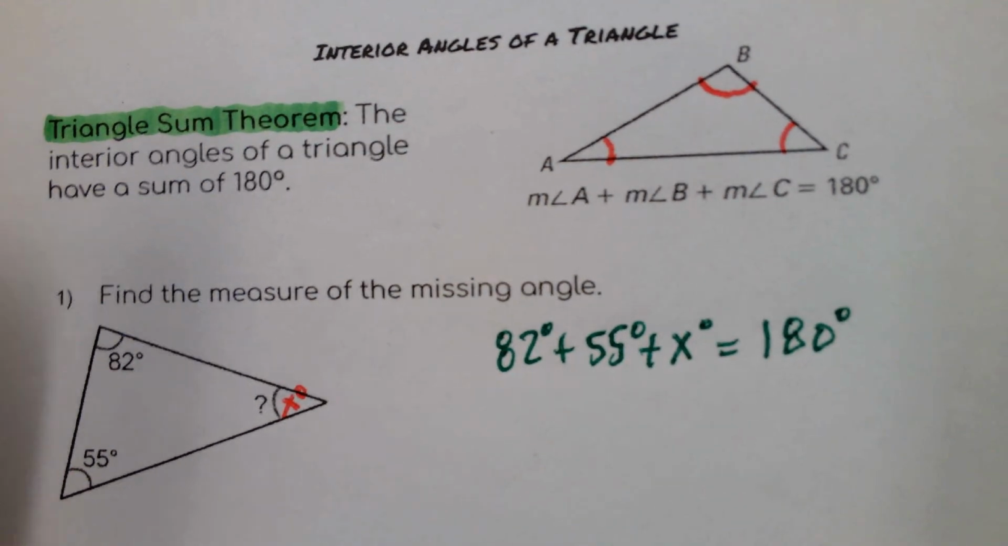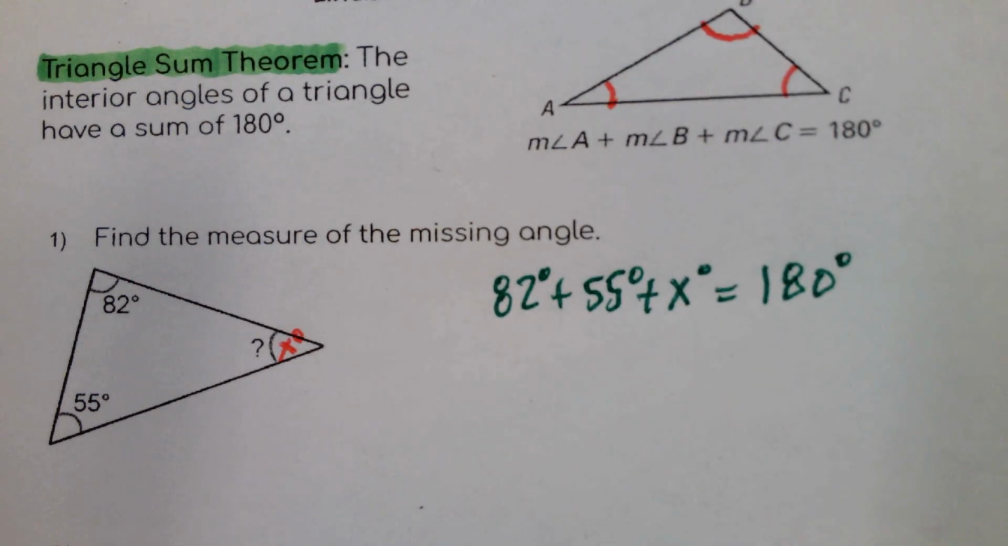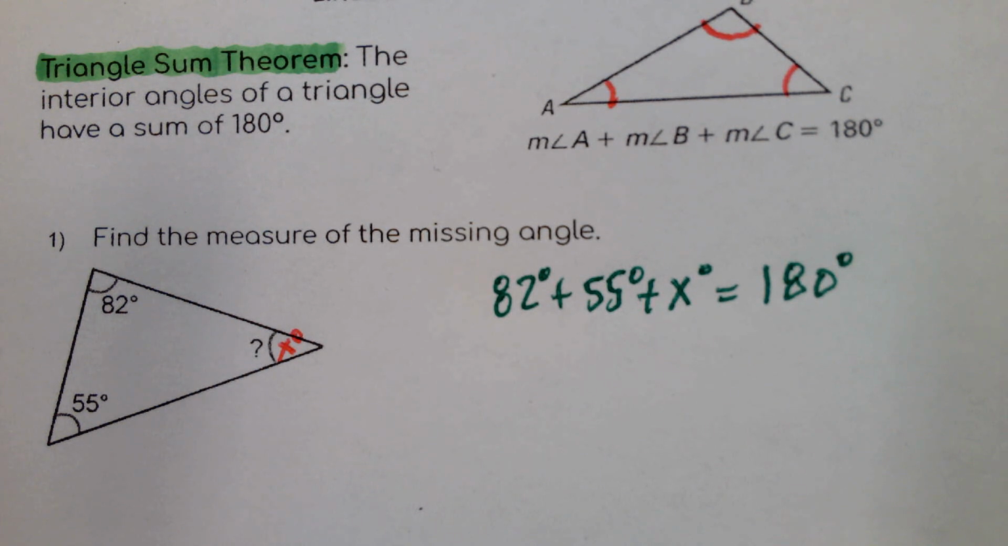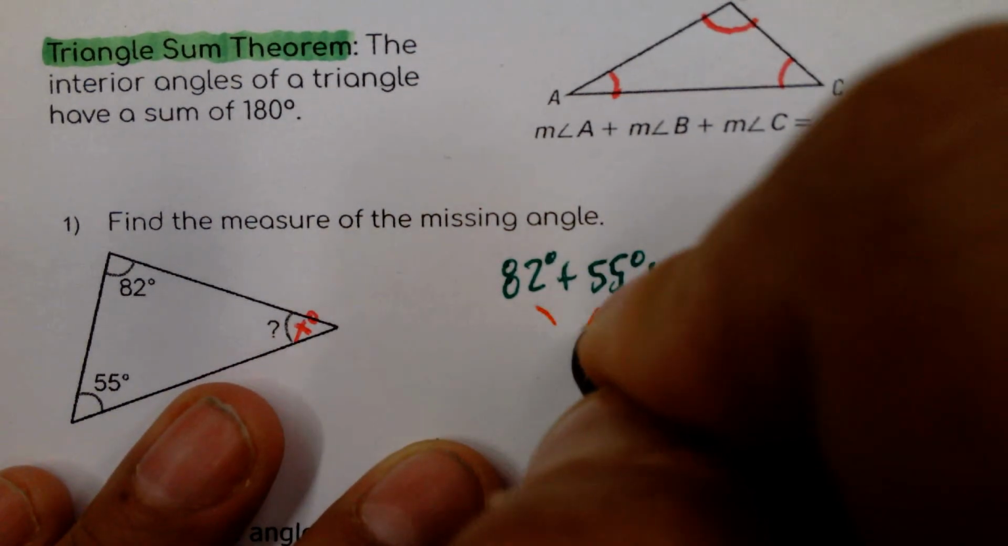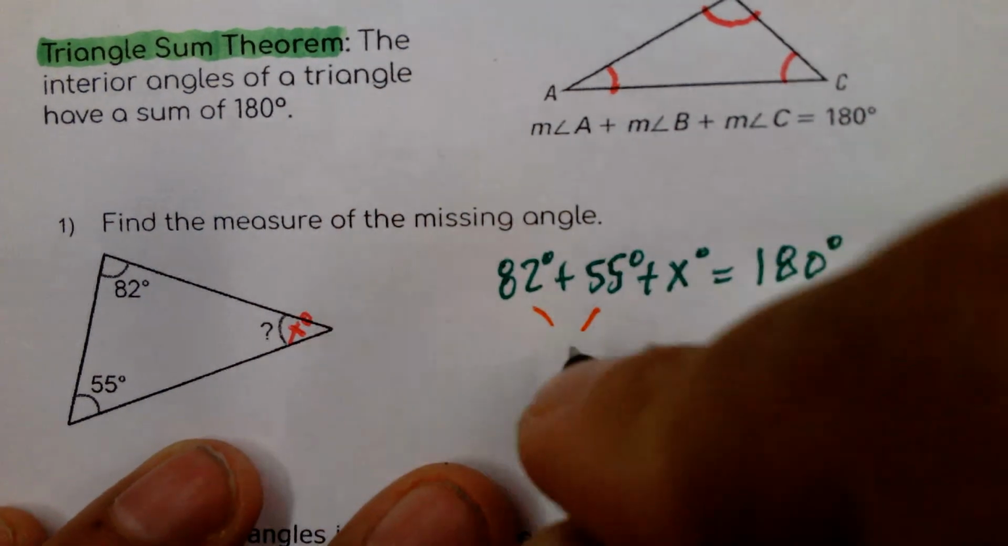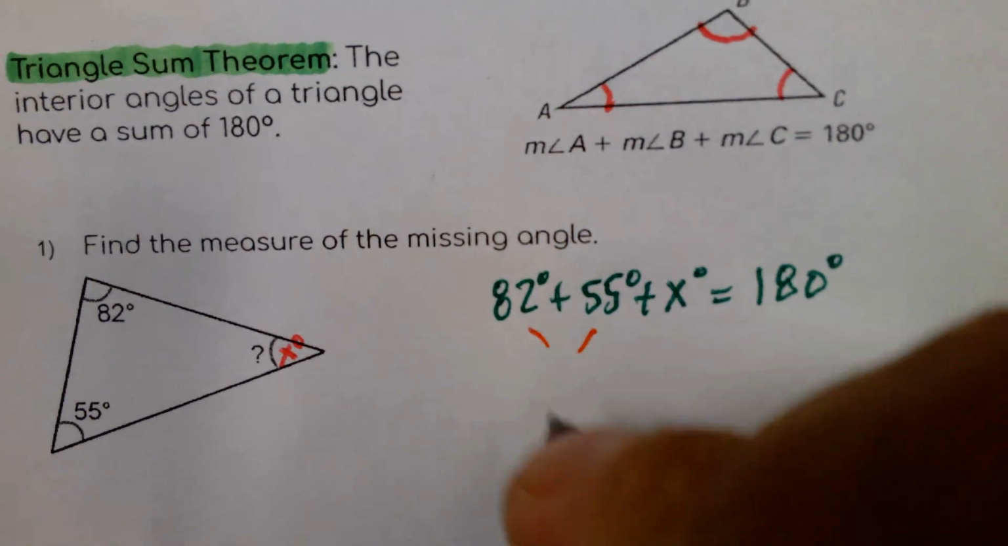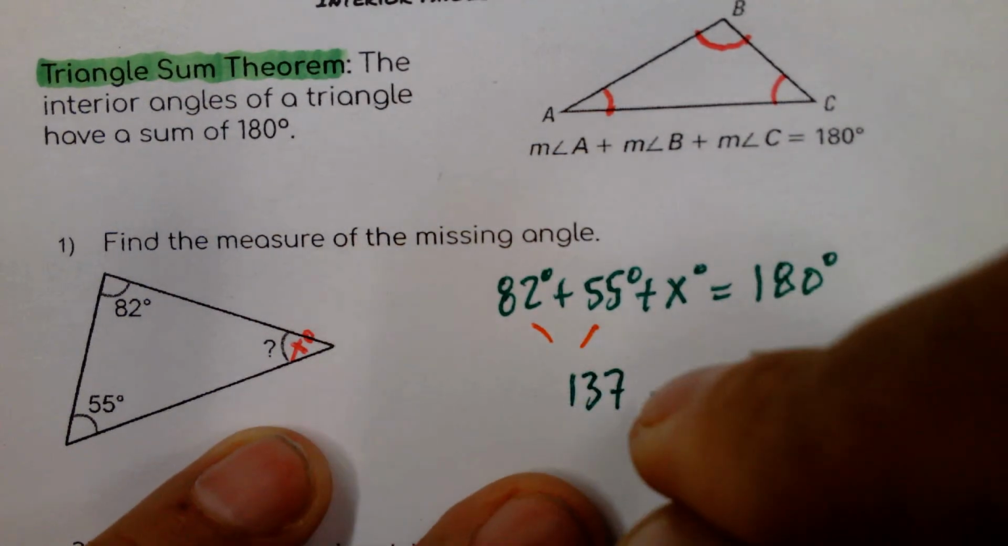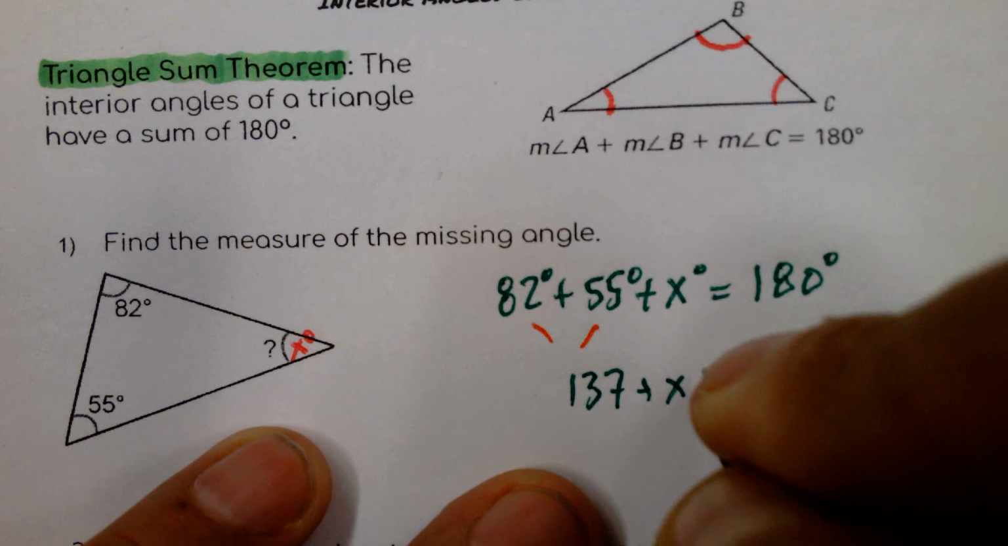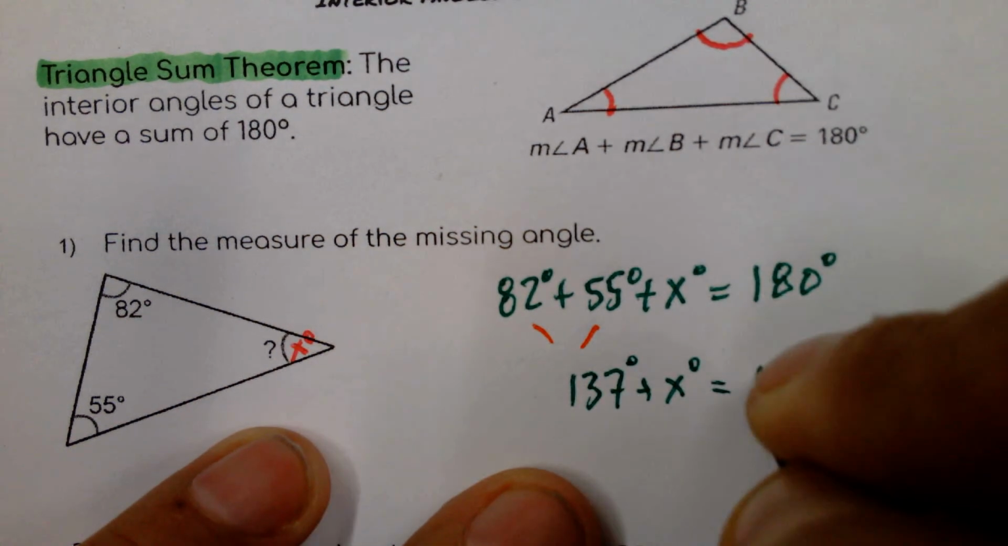Exactly. All right. I know we can probably do this in our heads, but eventually we're going to get to some things that we won't be able to. So I want to steer us towards setting up an equation first. All right. Well, let's add up 82 plus 55. What's that? 137. Yeah, that's going to be 137 plus x equals 180.